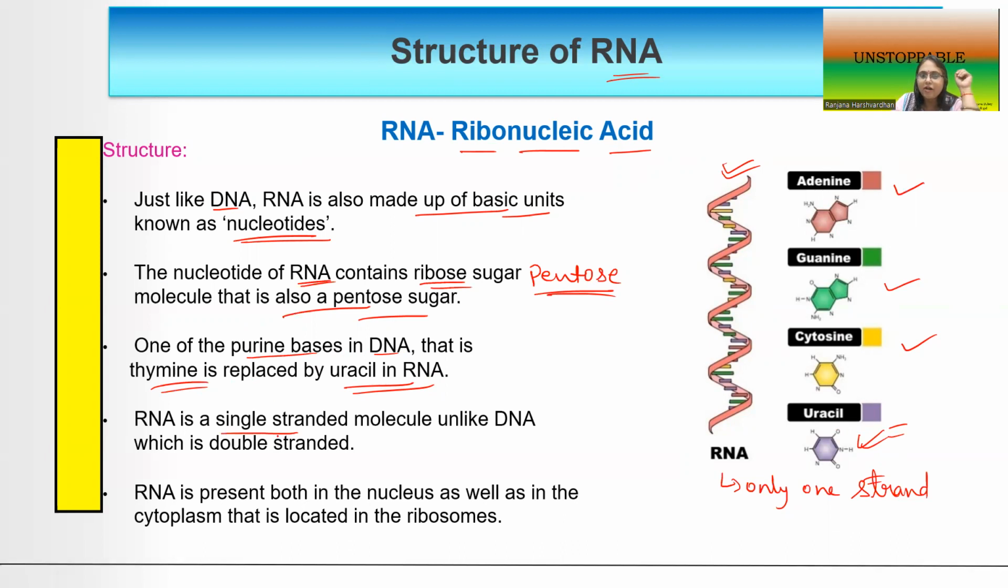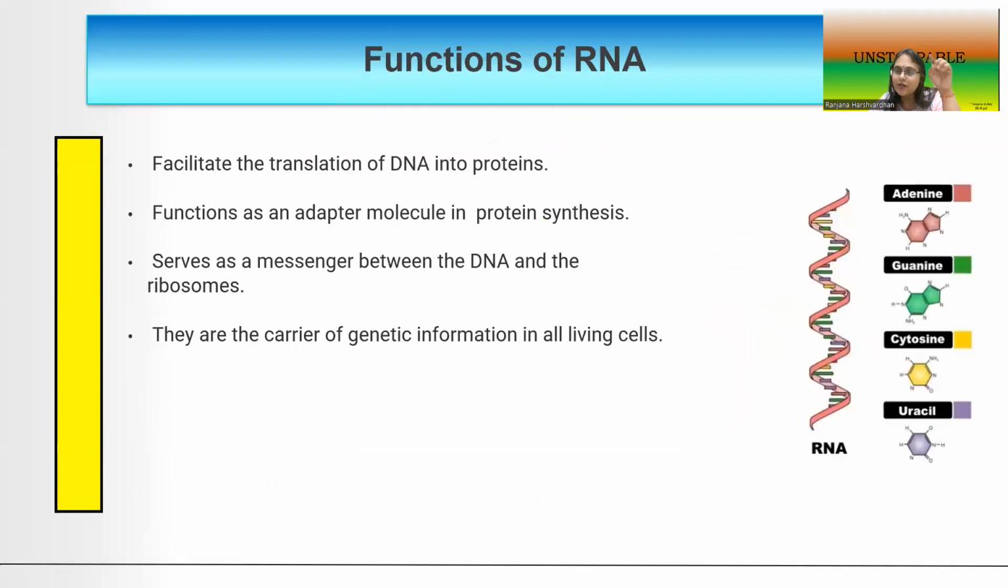RNA is a single-stranded molecule because our DNA was double-stranded. RNA is present both within the nucleus as well as outside the nucleus, that is, inside the cytoplasm. And we saw that DNA was present only inside the nucleus of the cell and in the mitochondria and chloroplast. It was not present inside the cytoplasm.